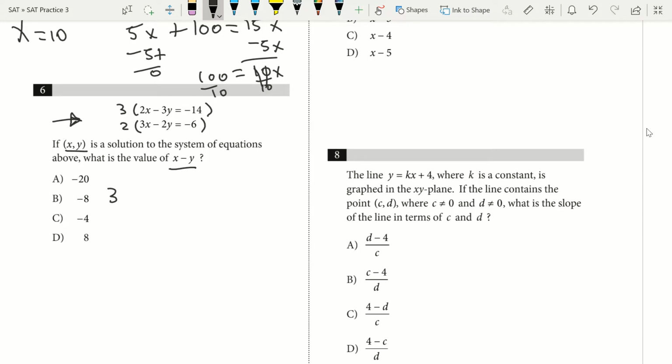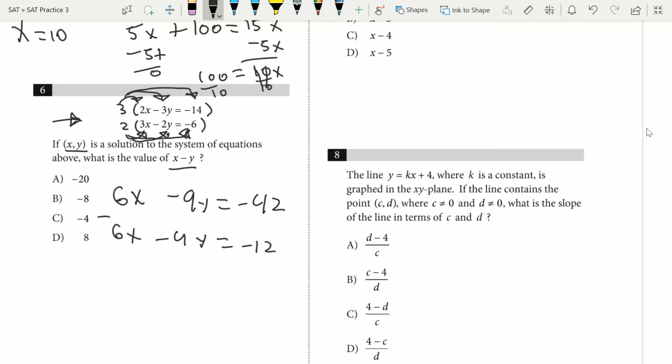So I'll go ahead and do 3 times 2x minus 3y equals negative 14. Well, 3 times 2x gives me 6x. And then 3 times minus 3y gives me minus 9y. And then my 3 times my negative 14 gives me negative 42. And then next up I have my 2 times my 3x, which will give me 6x. And then I'll have 2 times negative 2y, which will give me negative 4y. And then I'll have my 2 times my negative 6, which will give me negative 12.